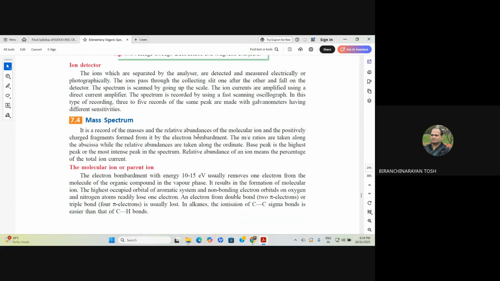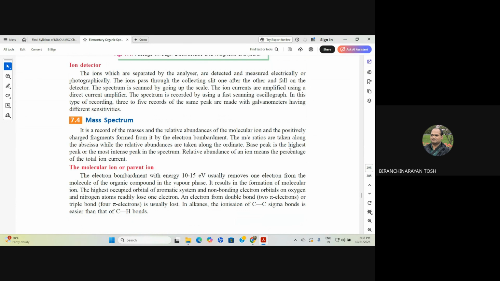On the mass spectrum, as you know, the mass spectrum is nothing but a plot between the relative abundance and m by e ratio. So it is a record of masses and the relative abundance of the molecular ion and the positively charged fragments formed from it by electron bombardment. The m by e ratio is taken along the abscissa while the relative abundance is taken in the ordinate.